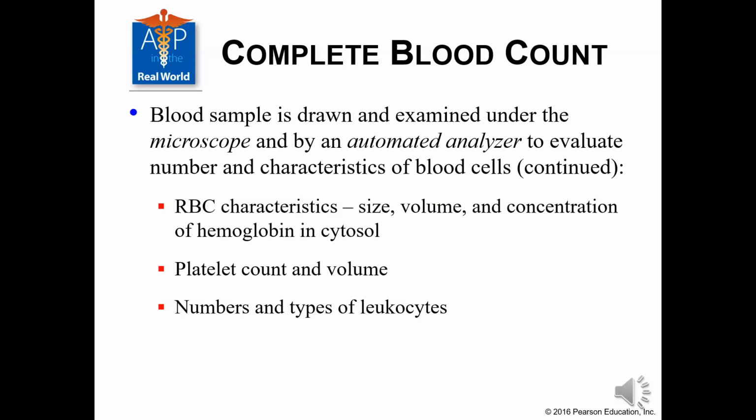Once the blood is drawn, the red cell is characterized by its size, its volume, and the concentration of the hemoglobin that's present in the cytosol. Second, the blood count and volume is also determined, as well as the number and types of leukocytes. And it's basically reported in a percentage.